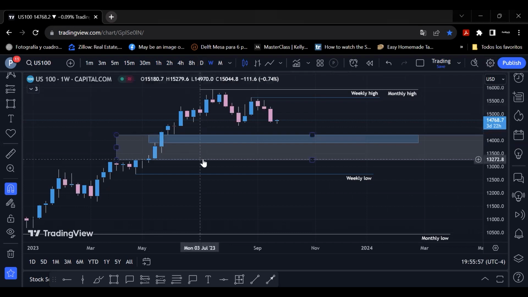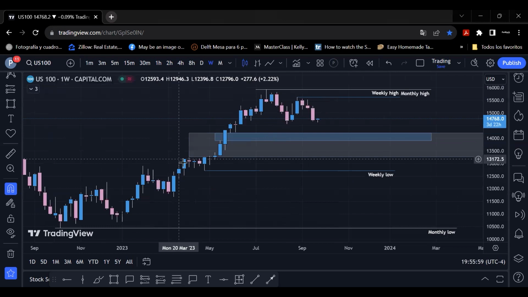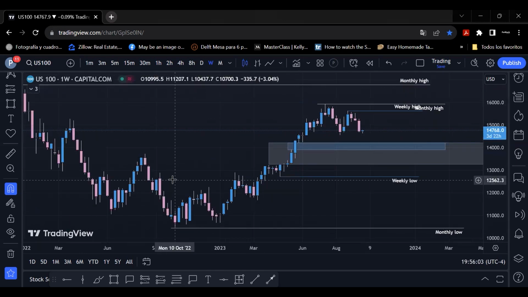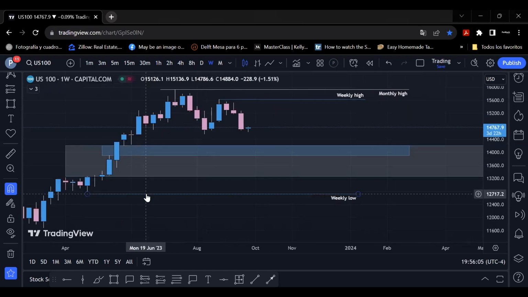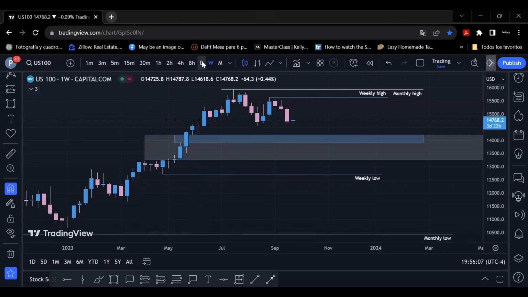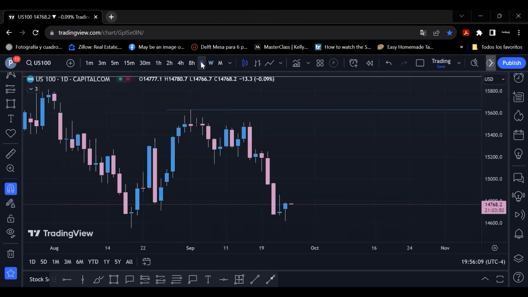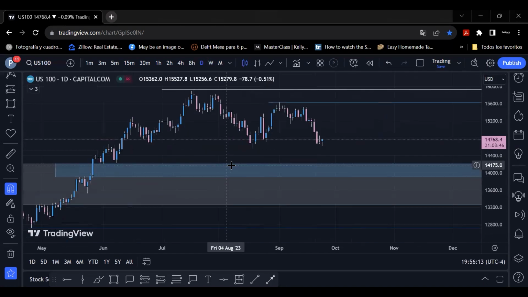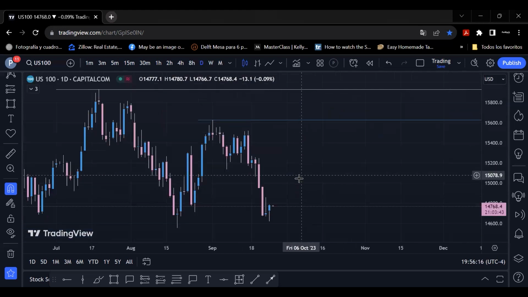So once we have our weekly levels, right, there's really not much more important levels inside of this area or where price is close to. These are pretty much the most important levels that we have. We could start dropping down to the daily time frame. Okay, and now on the daily time frame, we would have more levels as well.